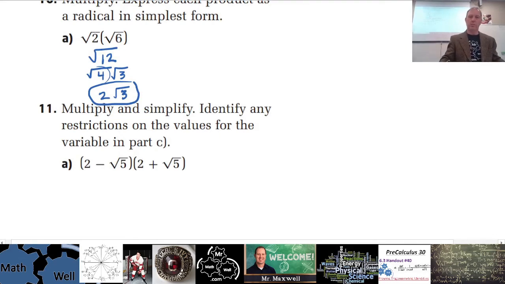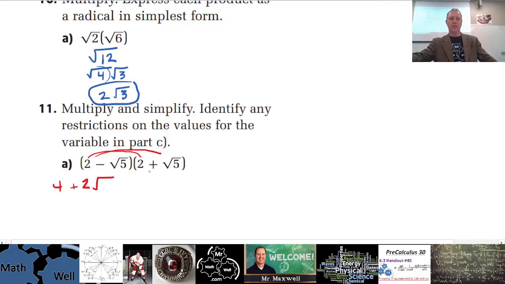All right, multiply and simplify, number 11. So this is going to be a little step up here. We've got binomials, so we'll have to do the FOIL method, right? The first terms times each other, that's 2 times 2 is 4. Then we have plus 2 root 5. And you might see that this is actually going to be a difference of squares. We've noticed that before, but I'll expand it out. So plus 2 root 5 minus 2 root 5, we multiply these together, and then minus root 5 squared, which is just 5. So these terms cancel out, and we have 4 minus 5 is negative 1.